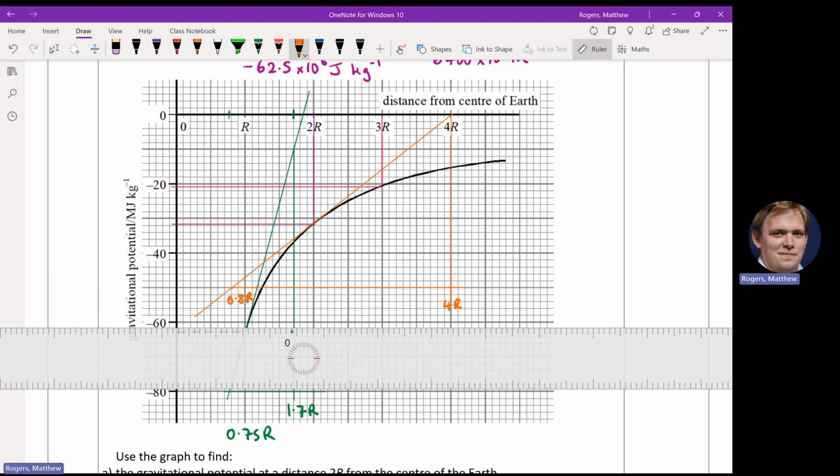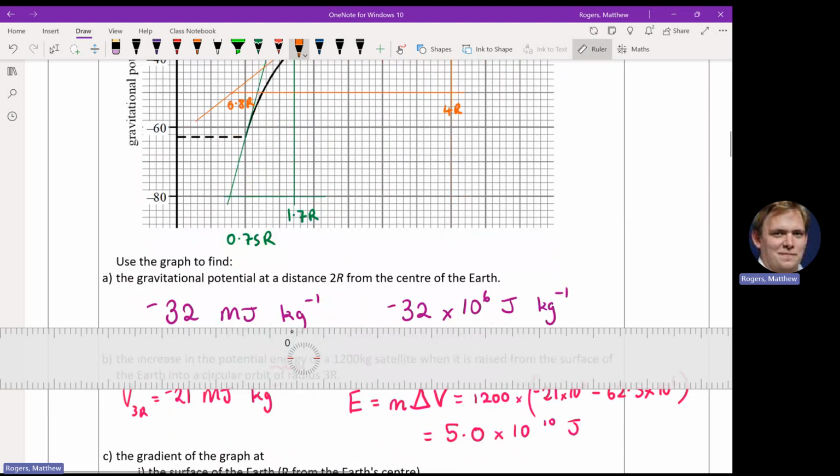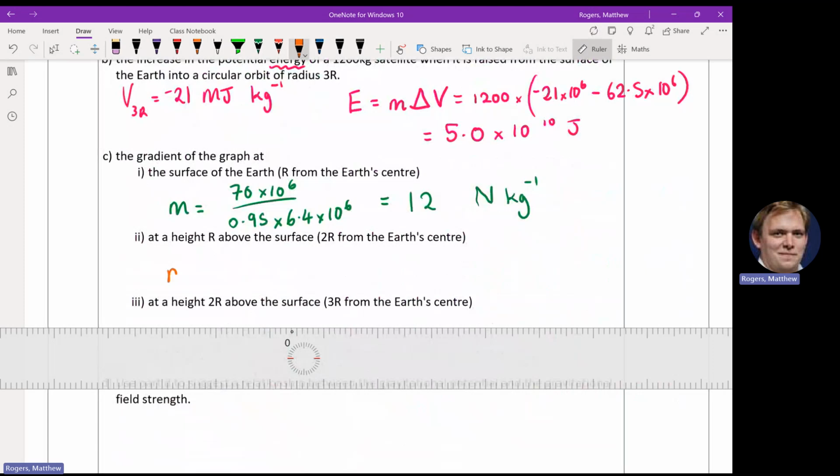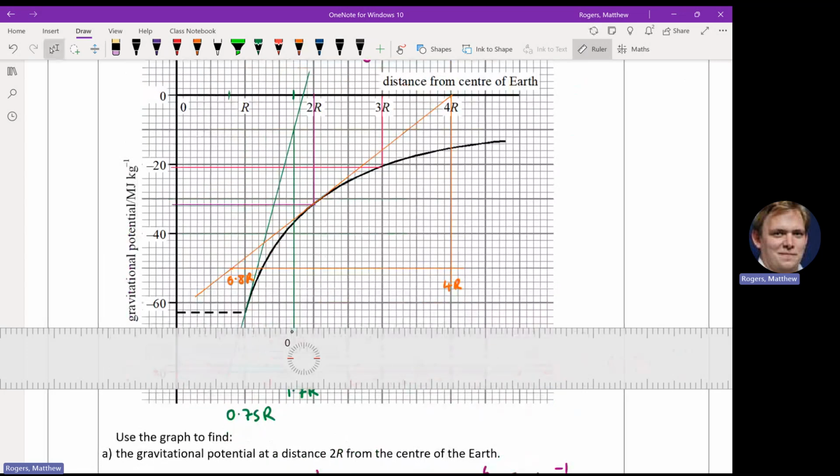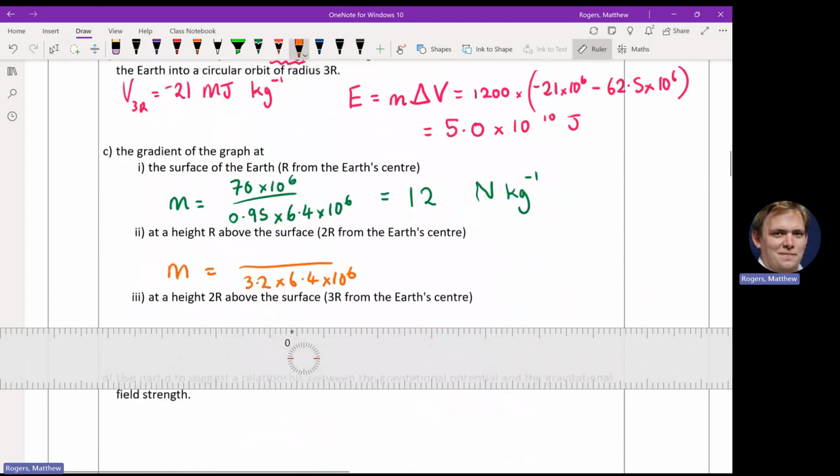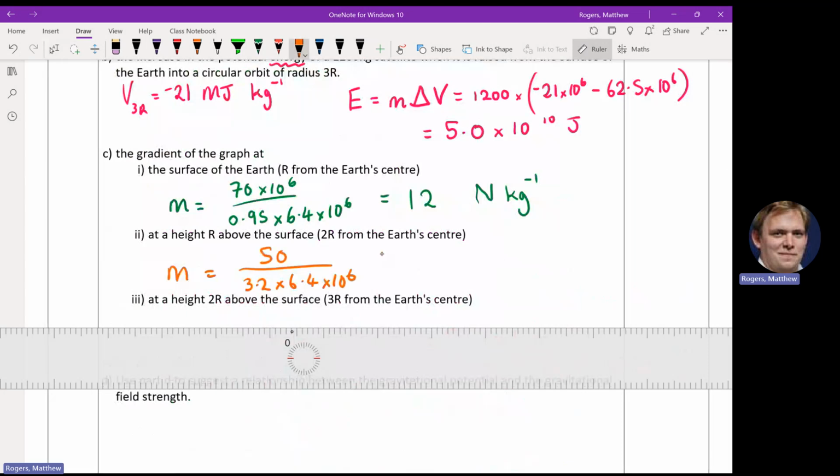So the change in the x-axis is 3.2r. Let's put that in now. M is something over 3.2 times 6.4 times 10 to the 6. And on the top, we want the change in y. So it goes from 0 to 50. Again, we won't worry too much about the signs because we can see the gradient is positive, 50 times 10 to the 6. Of course, to make our calculation easier, I should do that, shouldn't I? That would save me lots of time calculating.